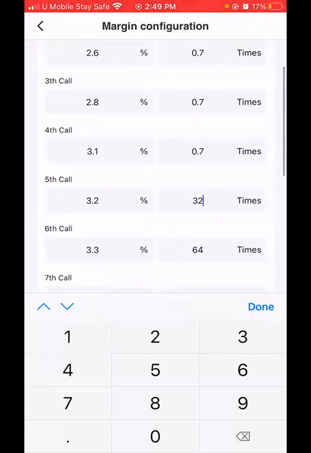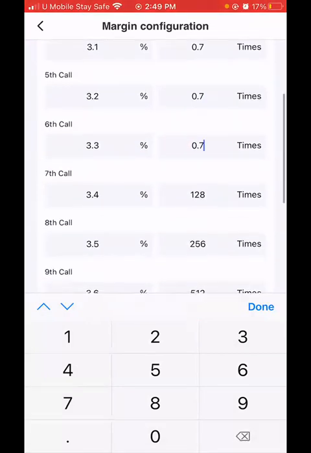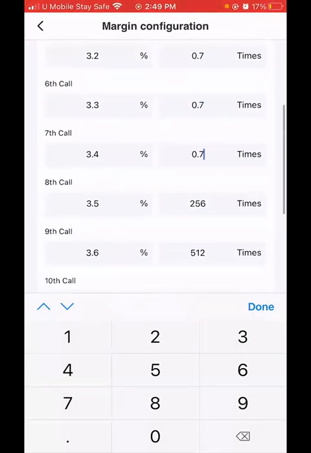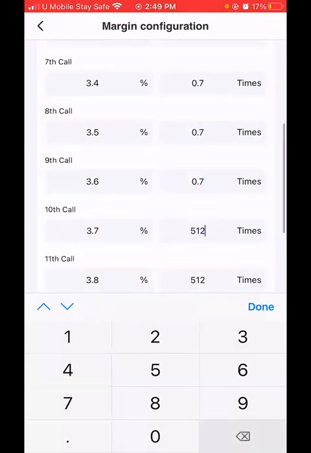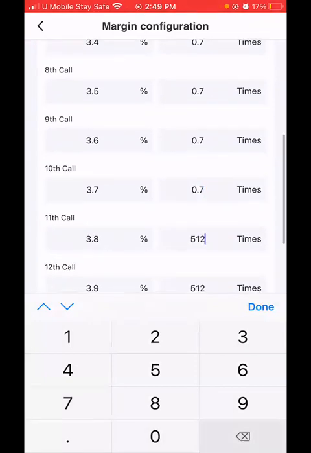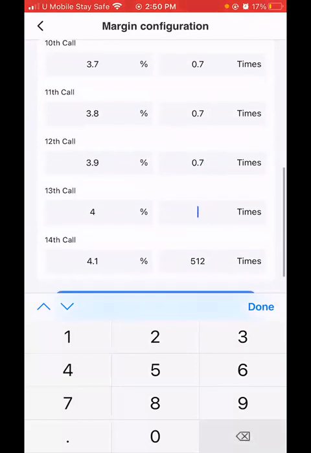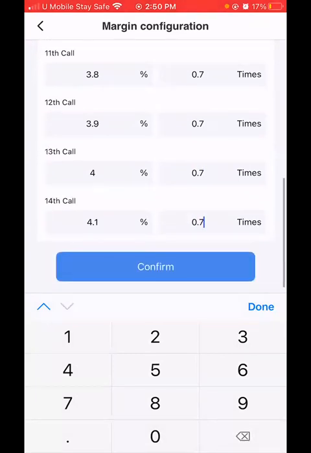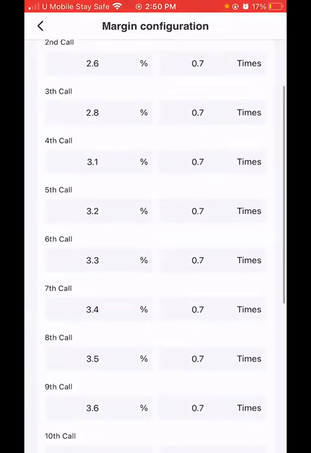Now, you still go ahead, 0.7, 0.7, 0.7, all the way down. Okay, it's done. This is the strategy for the one trading with 150.